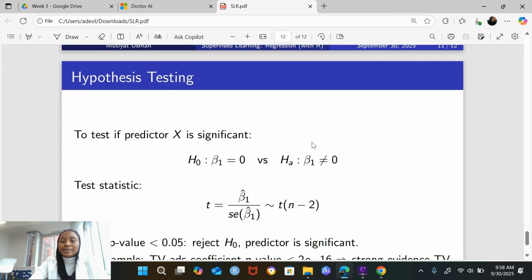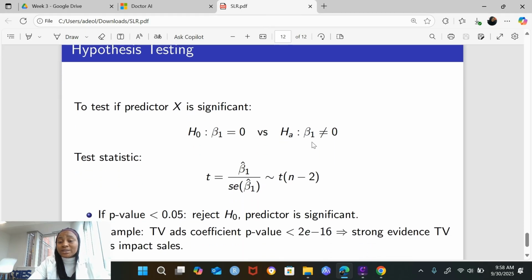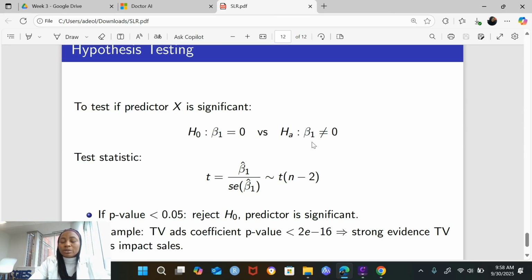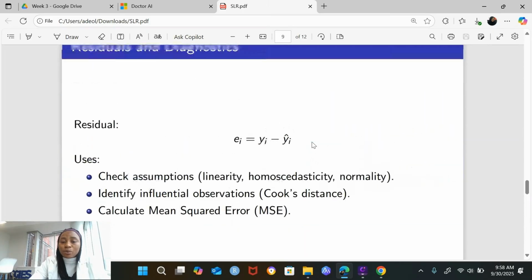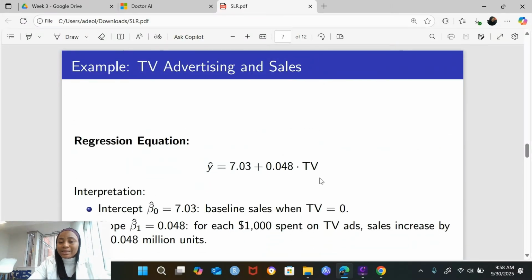Now, the next thing is we want to test the hypothesis. We want to know the significance of our predictor variable. Don't forget that in this case, we only have a single predictor because it's a simple linear regression. But when we go to the multiple case, we're going to do this for each of our predictor variables because we want to know whether they are significant. It's one thing to estimate the model. It's one thing to estimate the parameters in the model. It's another thing to test for the significance of the predictor. Those are two different things.